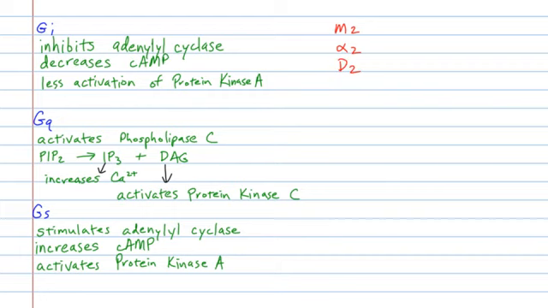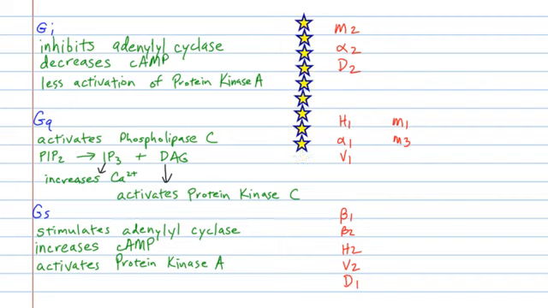Then for GQ, that's cutesies have one M and M. So that's H1, alpha 1, V1, and then M1 and M3. And why is it M3? Well, you know it's M3 and not M2 because M2 goes with the MAD2s. And then GS is all the leftover receptors. So you really need both of these mnemonics. So for GS you have beta 1, beta 2, H2, V2, and D1. All right, good job on this one. So for that you get 10 gold stars.